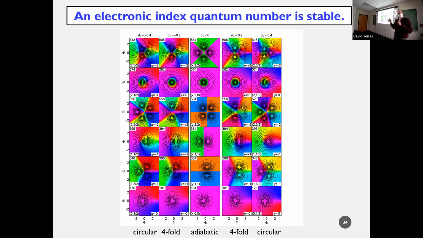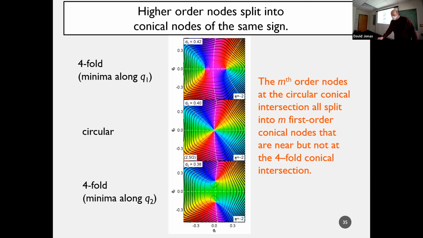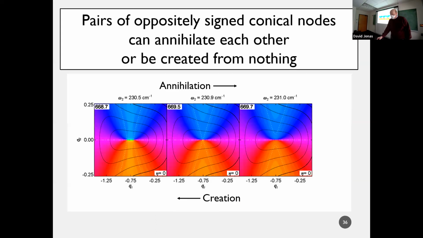So the index seems to be behaving as a good quantum number after I've blown all my angular momentum as a quantum number. What's happening there? The higher order nodes that I mentioned before, so here's one, it's circular if you look really close, but here's a sort of second order node with an index of -2. It splits into two nodes with an index of -1 each as I go away from circular symmetry. All of those higher order nodes split in exactly the same way into just the number of nodes with exactly the same sign as their order.